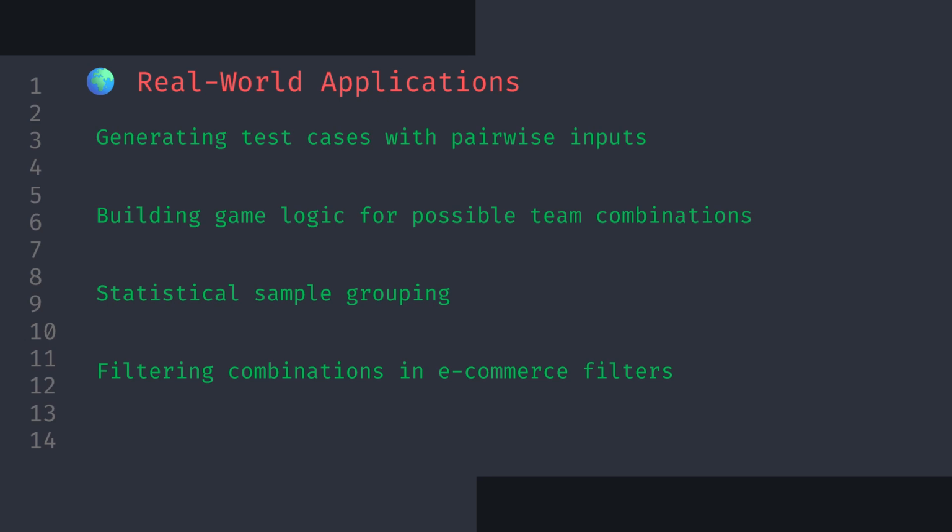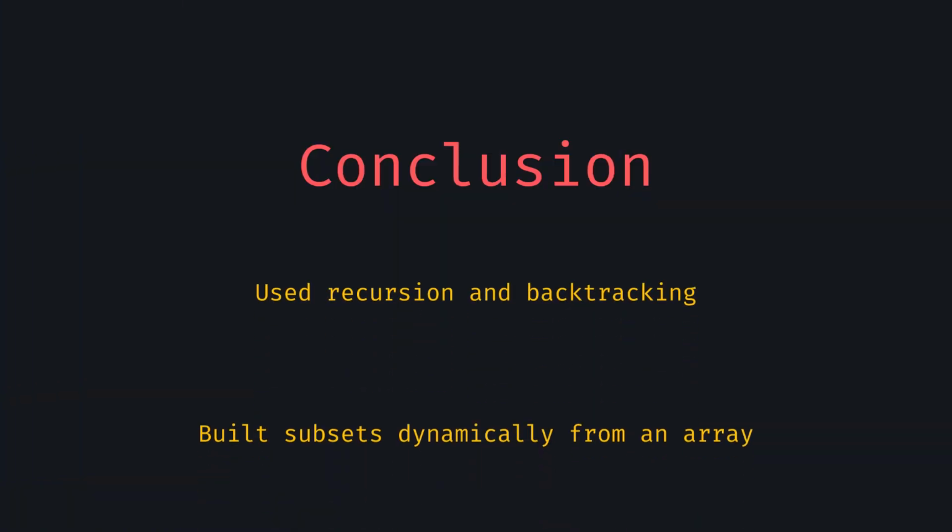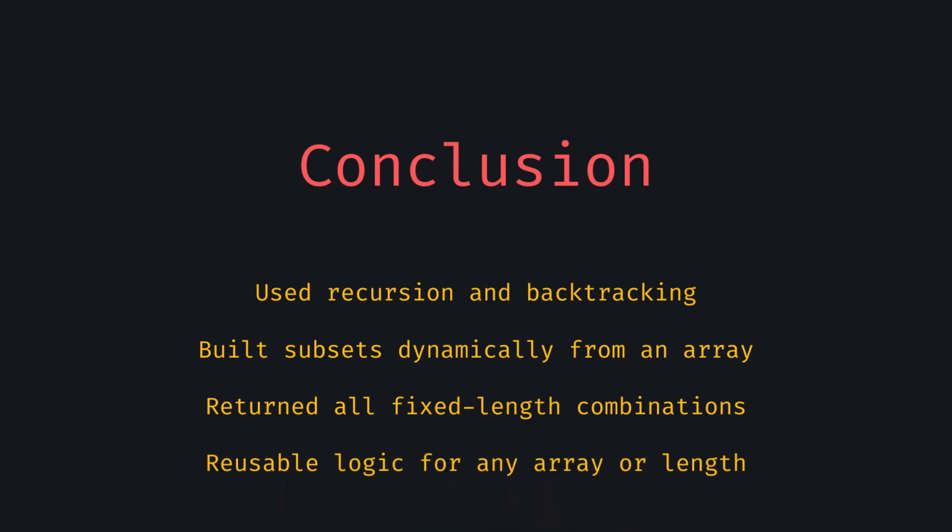Let's close with a quick recap of what we've covered. We built a function to return all fixed length subsets from an array. This pattern is great for exploring combinations efficiently. Try changing the length or input array to see how it behaves.